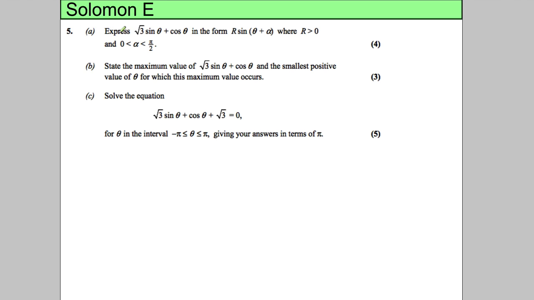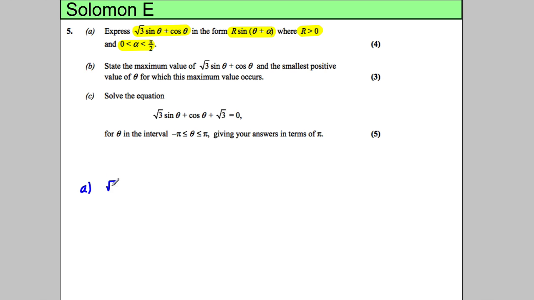In this question, we're asked to express root 3 sine theta plus cosine theta in the form r sine of theta plus alpha, where r is bigger than 0 and alpha is between 0 and pi by 2. This is the standard r cos method or r sine method. There's nothing different about this here. So for part A, this is how we always set them out.